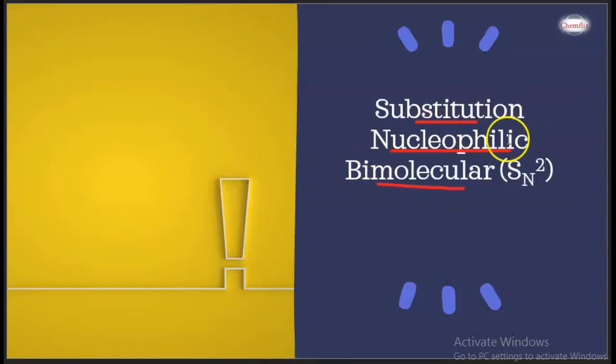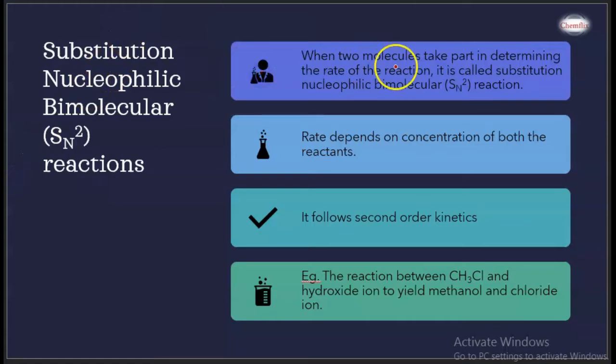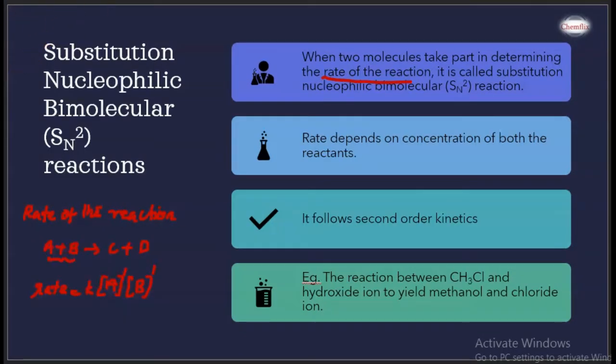So the first one is substitution nucleophilic bimolecular. Bimolecular, that is what exactly this 2 means. So what is the substitution nucleophilic bimolecular reaction? Here two molecules take part in determining the rate of a reaction. We already studied this in your chapter 3, chemical kinetics, the rate of a reaction. How can you represent the rate of reaction?